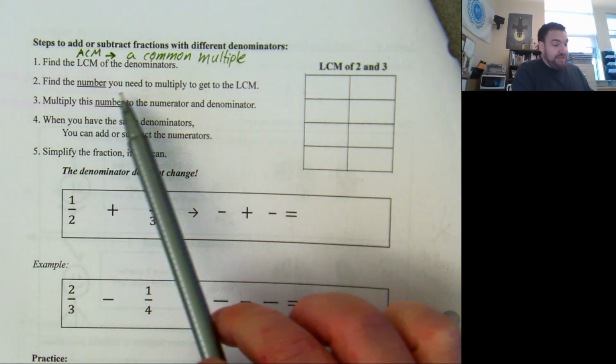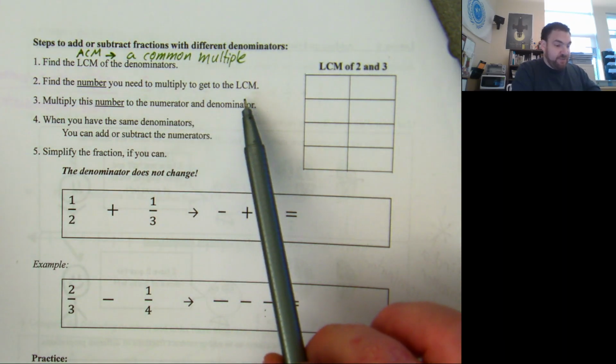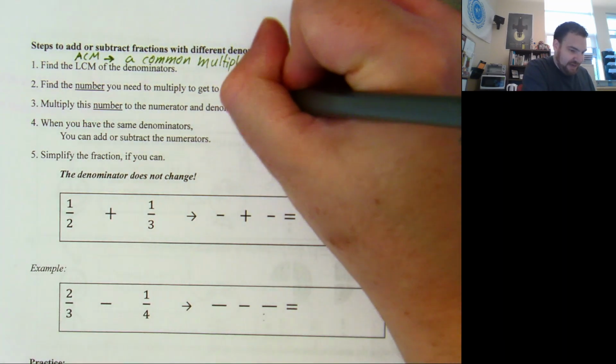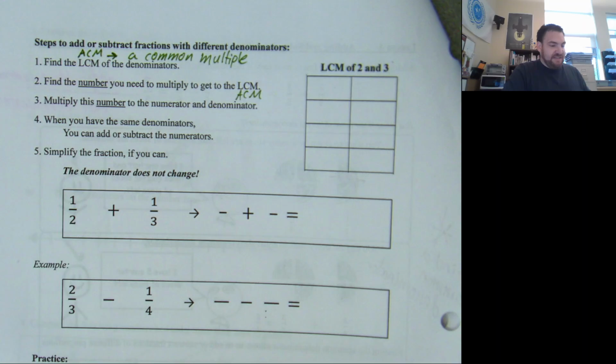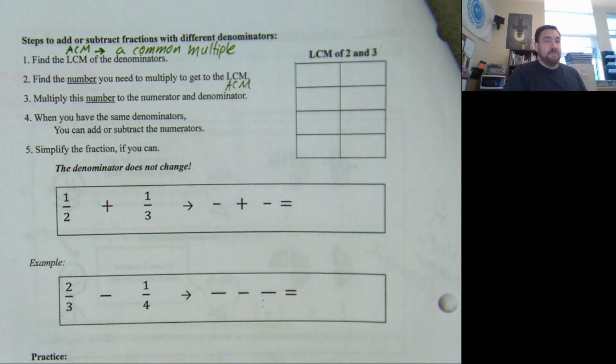We want to find the number you need to multiply to get to the LCM in each case, or any common multiple. We multiply this number to the numerator and the denominator of each fraction. When you have the same denominators, you can add or subtract the numerators. Simplify if you can. The denominator does not change. Hands up if you remember doing this last year or at some point in the past. You should have, in middle school, done this.